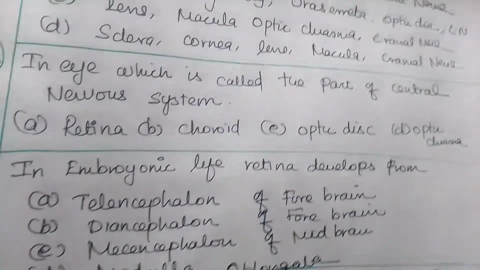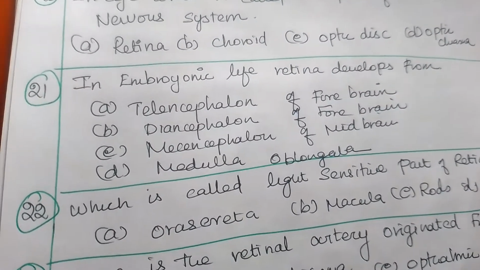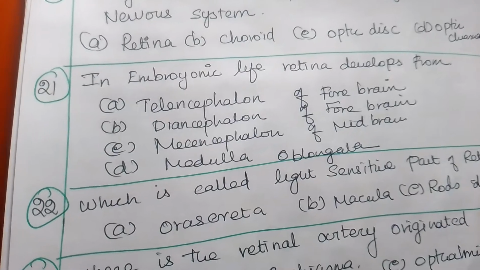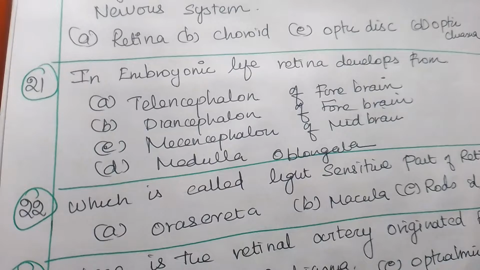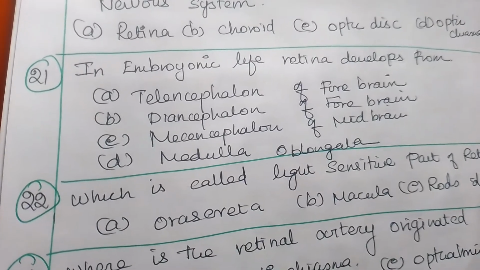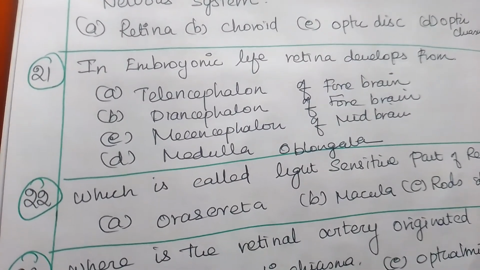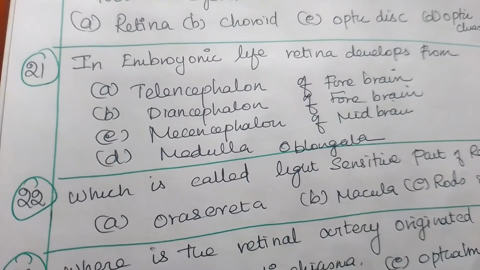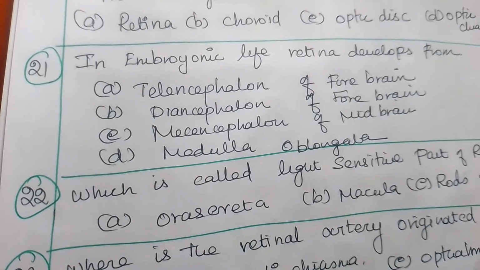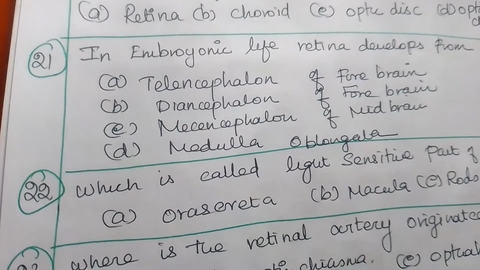21. In embryonic life, the retina develops from: A. telencephalon of the forebrain, B. diencephalon of the forebrain, C. mesencephalon of the midbrain, D. medulla oblongata. Of course, the answer is B, diencephalon of the forebrain. Okay, next question.